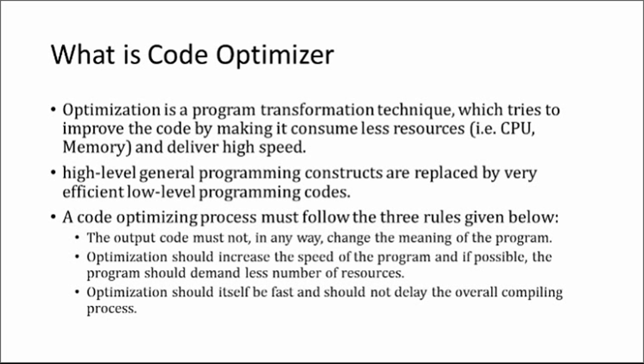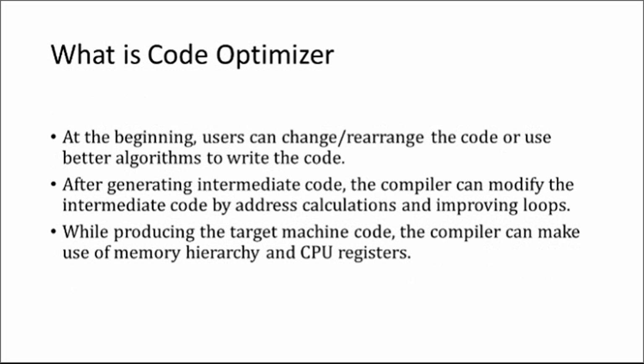The basic thing of code optimization is that we are transforming the program from the intermediate representation to a modified intermediate representation. But we need to take care that there should not be any change in the meaning of the program. The optimization should increase the speed of the program, and the optimization itself should be fast and should not delay the overall compiling process. At the beginning, the user can change or rearrange the code for better or faster code.